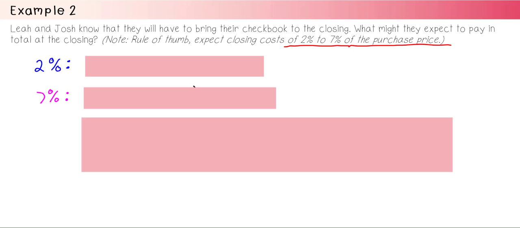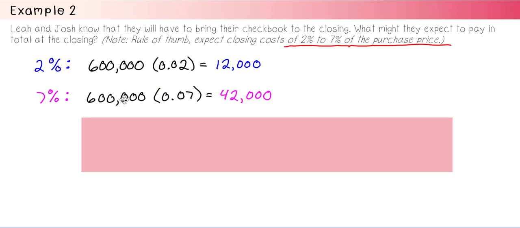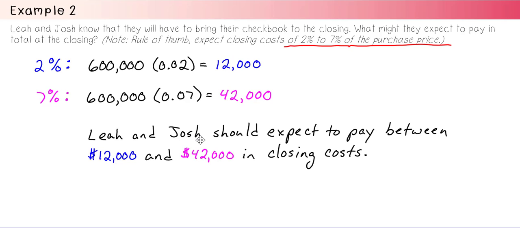We know the house is $600,000. So 2% of $600,000 is $12,000. 7% of $600,000 would be $42,000. So Lee and Josh should expect to pay between $12,000 and $42,000 in closing costs.